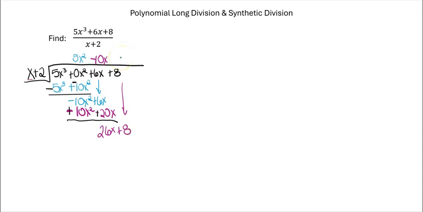Now I have to decide how I can turn this x into 26x. Well, I multiply it by 26. And then I have to multiply every term in my divisor. So 26 times x gives me 26x, and 26 times 2 gives me 52.